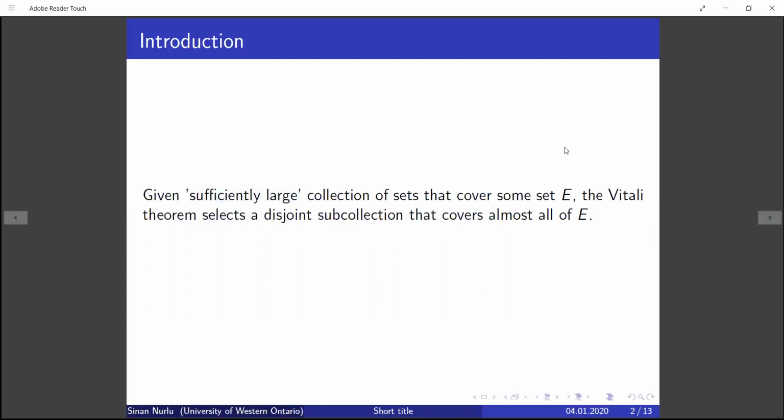So we're given a suitably large cover for a set E. And in our context, we're going to be working in R^n, and we're going to be using Hausdorff measures. So E will be a subset of R^n, and we are given a very large cover for E. The Vitali theorem allows us to extract a countable subcollection consisting of disjoint elements that will almost cover E, which means, in measure theory terms we're familiar with, the difference between E and the union of the disjoint elements from our subcollection will have measure zero.